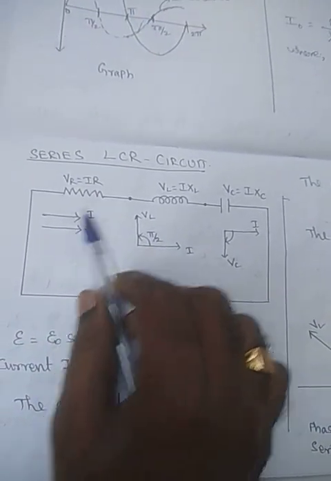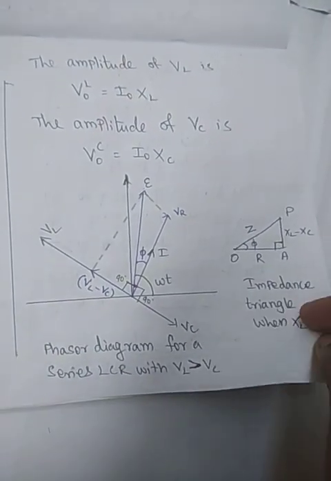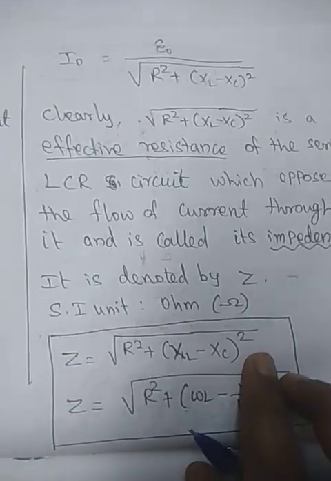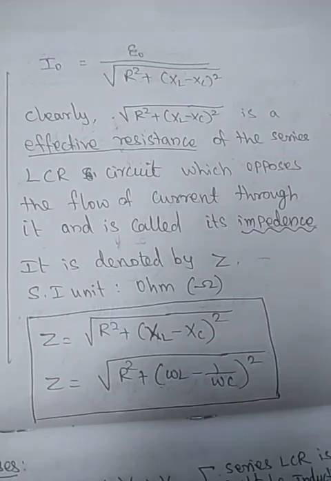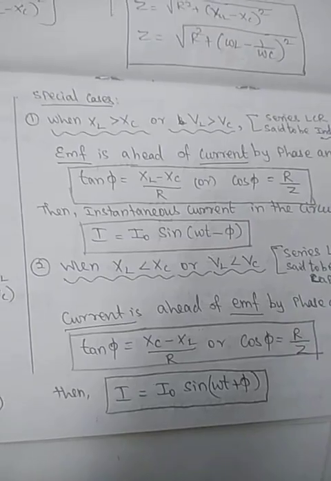So we have to draw the combined phasor diagram like this. That will be explained clearly to you. By using this phasor diagram, we arrive at the expression for the total resistance of the circuit, which we denote by the letter Z, the impedance. Now, what are the special cases?